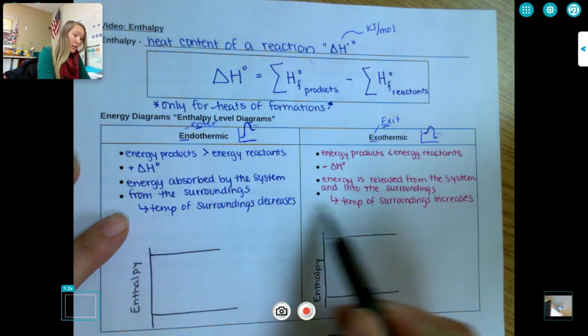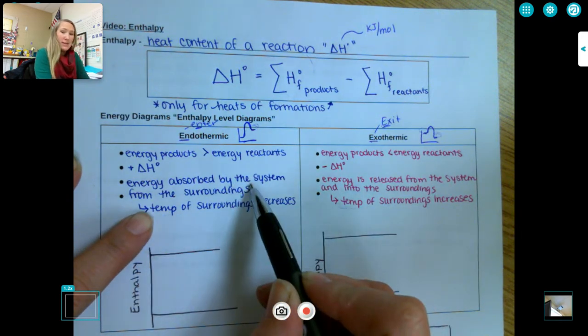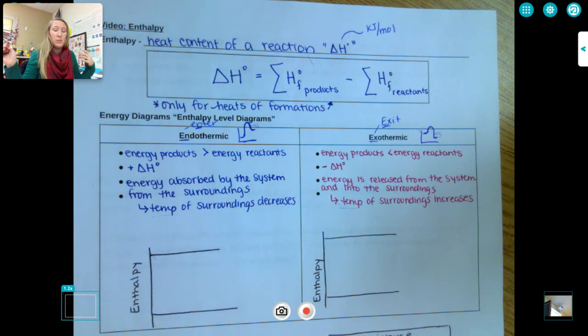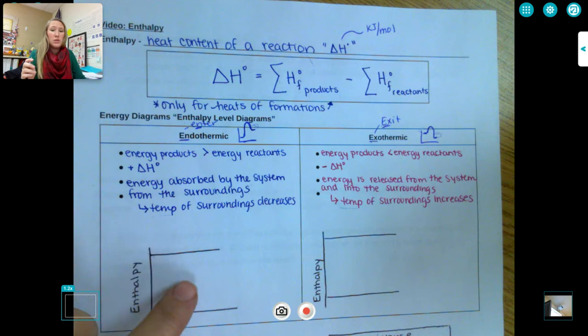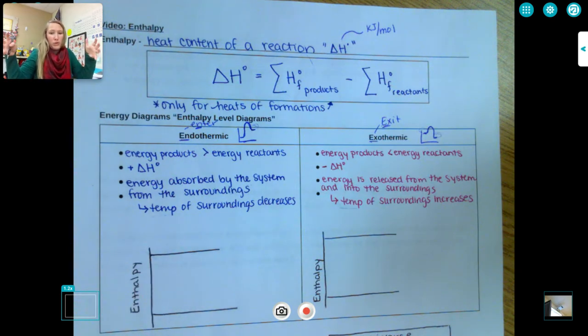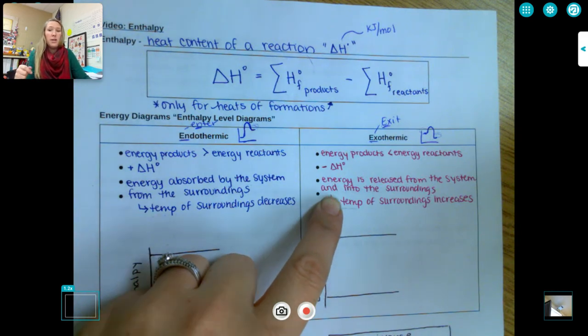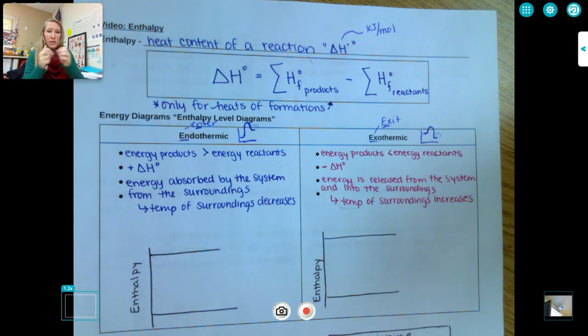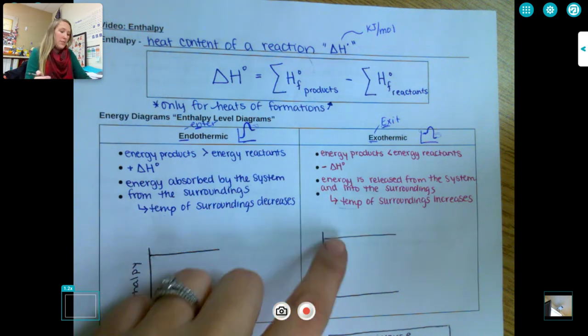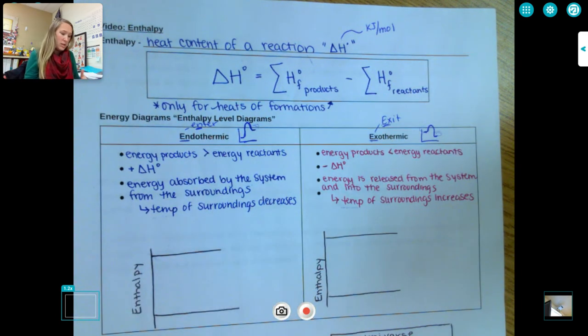We can also look at temperature. If energy is absorbed by the system from the surroundings, that means the surroundings are losing energy to the system. The temperature of the surroundings is going to decrease, so it's going to feel cold, because the energy is getting pulled from the surroundings, which you feel, into the system. The opposite is true for an exothermic reaction. Here, the energy is being released from the system into the surroundings. It's radiating heat out into the surroundings, and you would feel that heat energy, and it would feel hot. So the temperature of the surroundings would increase.